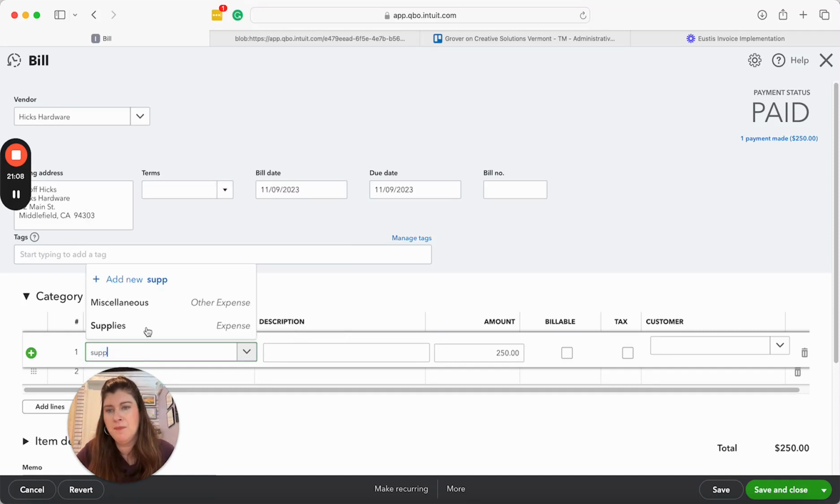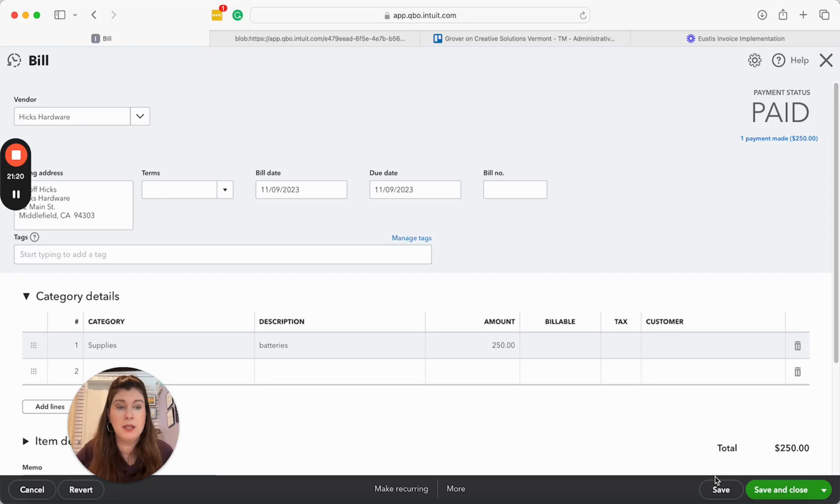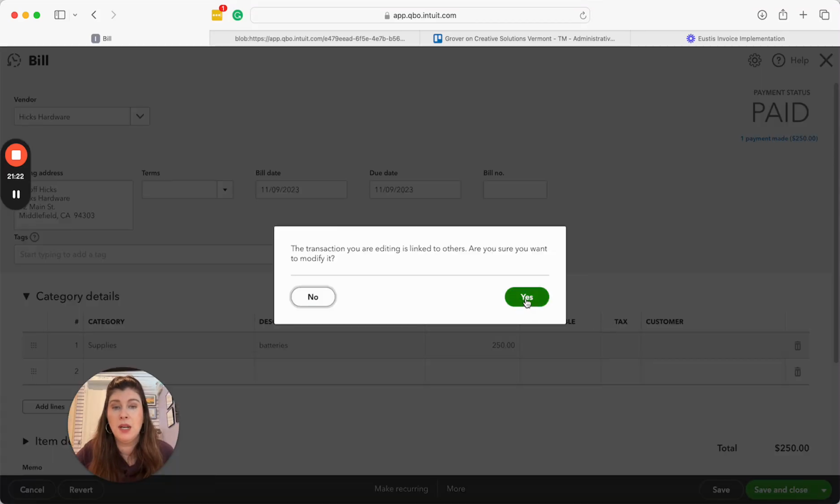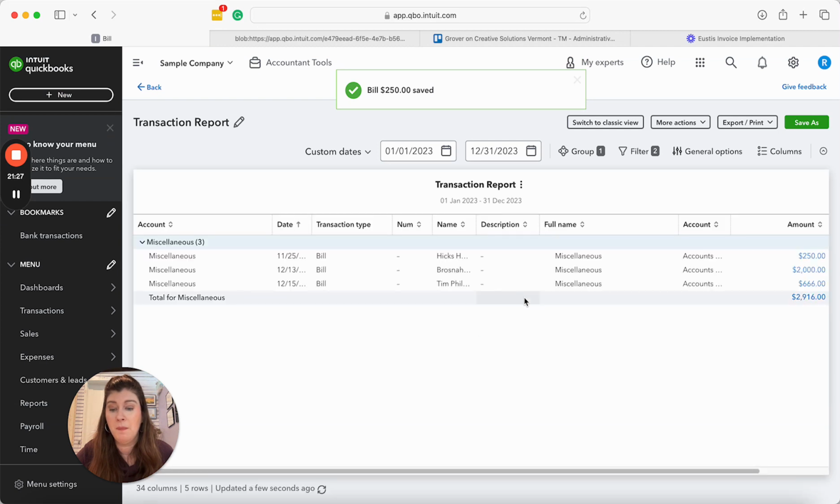So I would say supplies, let's pretend that we have a source document that we can go back and check, and we're like, oh, right, this was for, I don't know, batteries. Let's hope not, because that's a lot of money to spend on batteries. All right, we're going to save and close, and we're going to get that out of miscellaneous and just put it somewhere a little bit better. Okay?